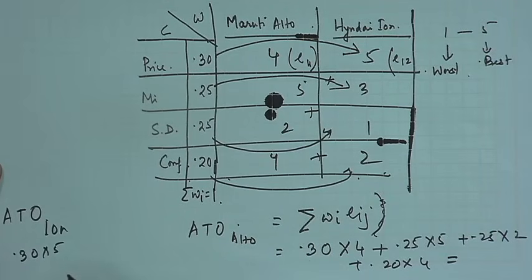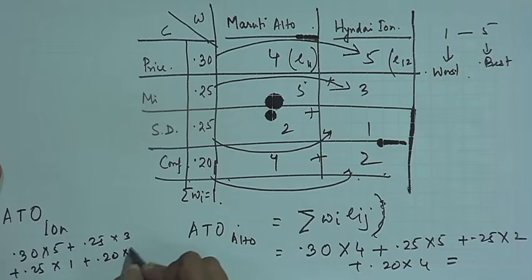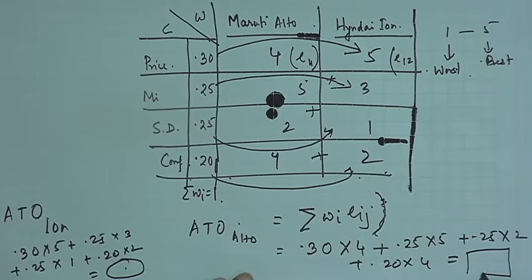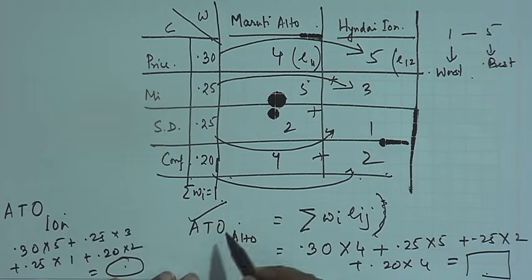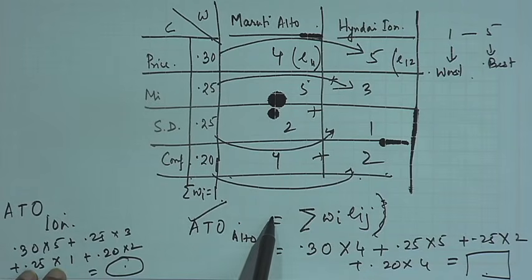Okay. This multiplied by this. So, this is how I am writing here: 0.25 into 3 plus 0.25 into 1 plus 0.20 into 2, and that will give me my total score for Alto. Now, whichever is higher, for example, if ATO for Alto is higher than ATO of Ion, then I will prefer Alto. If ATO of Ion is higher than ATO of Alto, then I will prefer Ion. So, this is the first model which has been suggested.